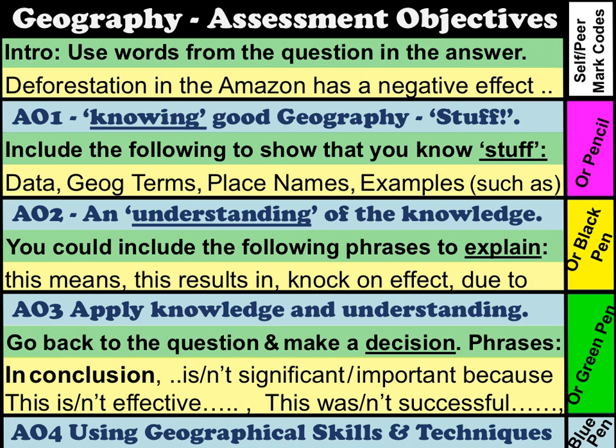Here we've got the assessment objectives, AO1, AO2, AO3. So AO1 is knowing good geography stuff, data, geography words, place names, examples. AO2 is understanding geography stuff. Can you explain it? This means that, this results in, a knock-on effect of this is, due to, so, because, and the list goes on. AO3, we've got the conclusion. So make a decision. To make a decision, you'll use words like this is important, this is significant, this is effective, or this wasn't effective, this is successful, or wasn't successful.